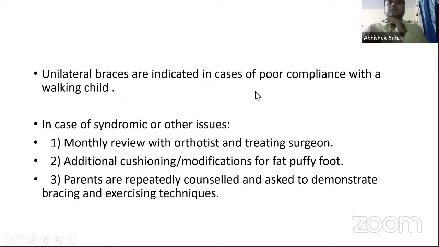Now, as mentioned, in case of syndromic and other issues, what I normally follow is a monthly review with my orthotist, and I'm there. Additional cushioning or modifications for the fat puffy foot is most of the time done for syndromes like arthrogryposis. Parents are repeatedly counseled and asked to demonstrate the bracing and exercising techniques in the clinic in front of me. So this is how I try, in case of poor compliance or when I see it's going for an early recurrence, to prevent the complications from happening.